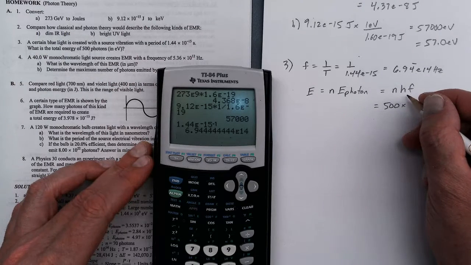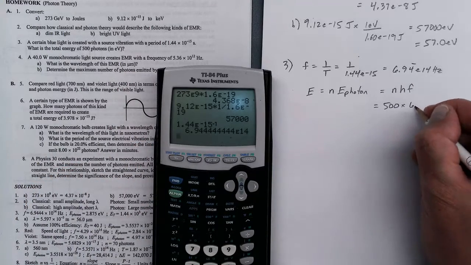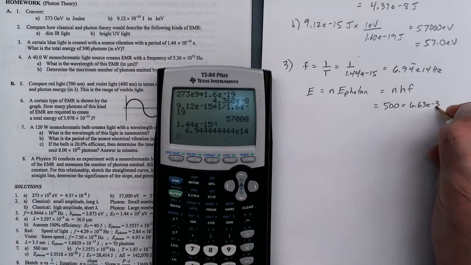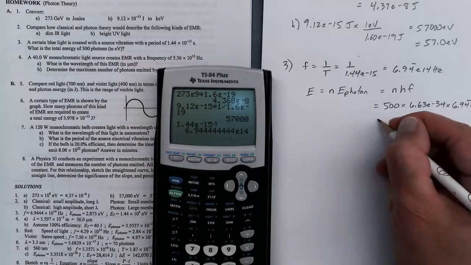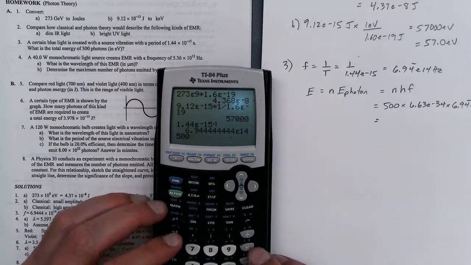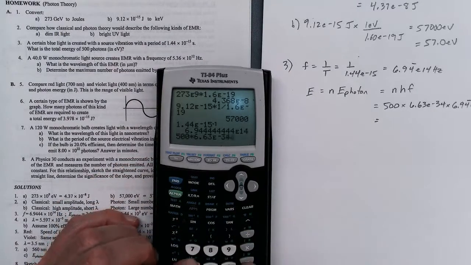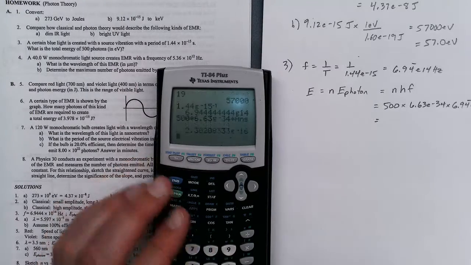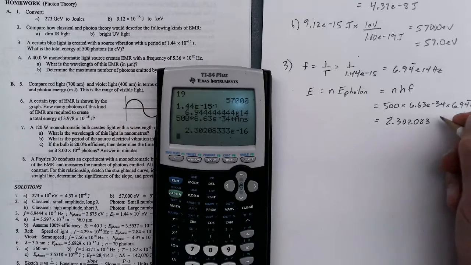Now, if we want this in electron volts, there's two versions of Planck's constant that you can use. I'll just use the 6.63 e negative 34 for the moment, and then the frequency of 6.94 repeat E14. Then I'll talk about a different technique you might use on this question. (2.302083 e negative 16 joules).